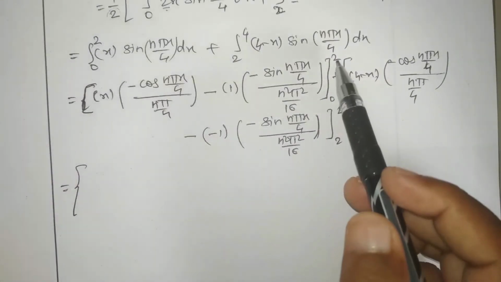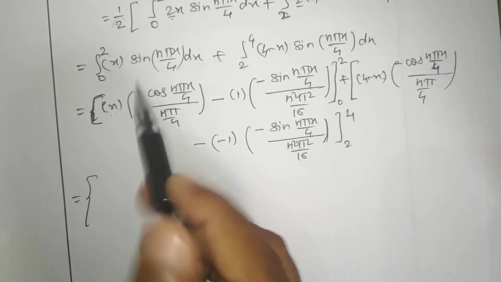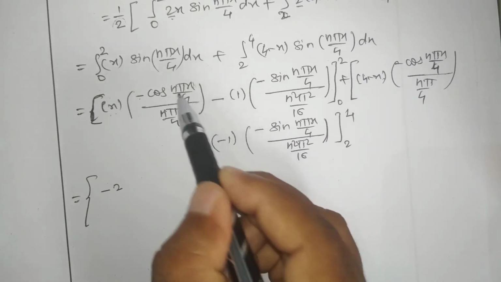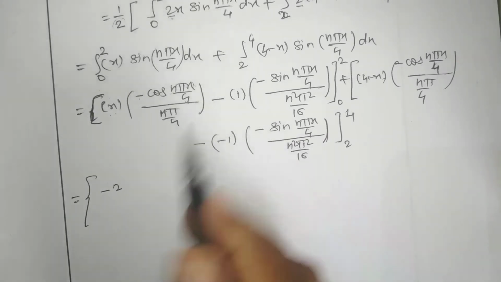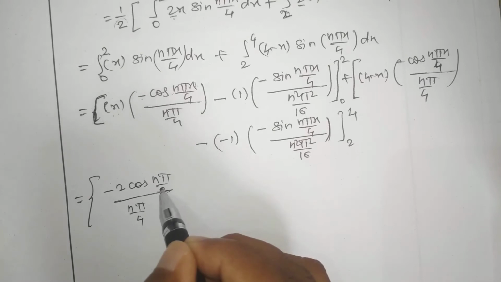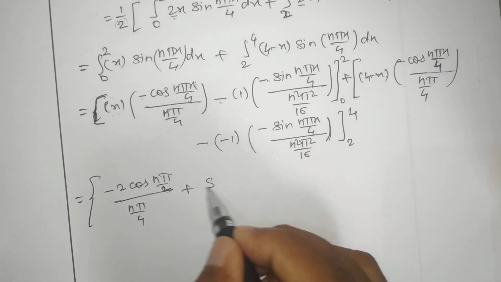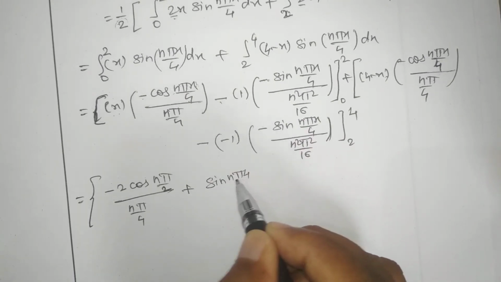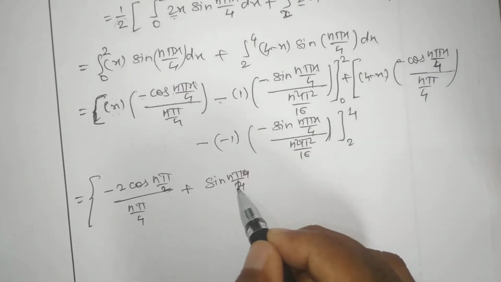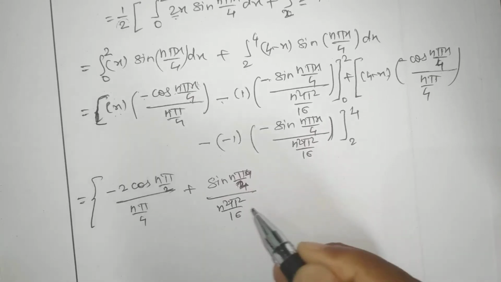See, whenever I put x is equal to 2, here you will get upper limit x is equal to 2, this minus sign, so minus 2, and when you put x is equal to 2, 2 upon 4 becomes 1 by 4. 1 by 2 is n pi by 2, so cos of n pi by 2 upon n pi by 4. Minus minus becomes plus, and here you will get sin n pi by 4, n pi by 4. When you put x is equal to 2, it becomes n pi by 2 upon n square pi square by 16.